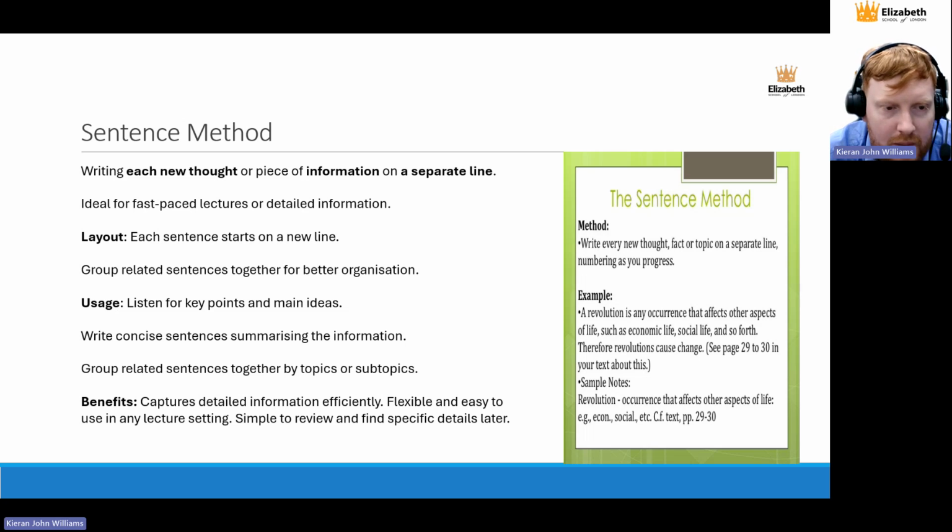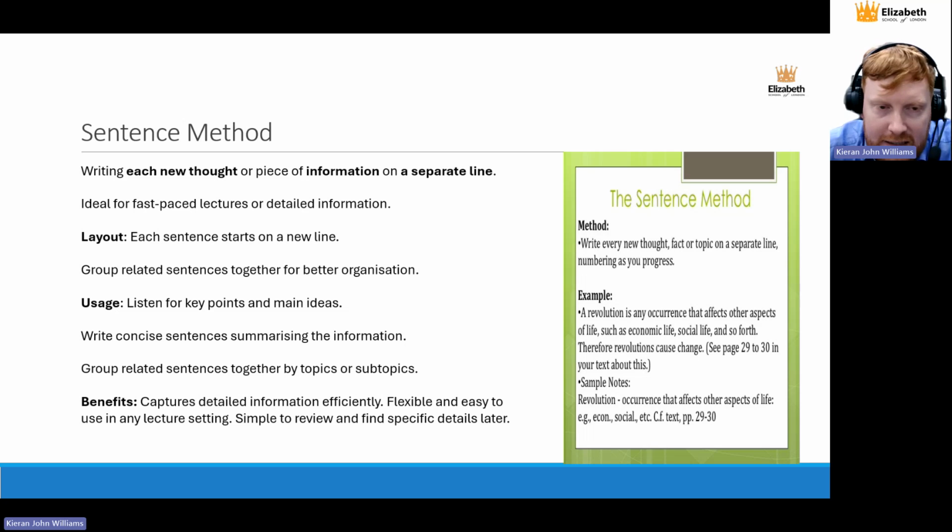Okay, so next is the idea of the sentence method. Okay, so take a little bit of time here to read the information on the screen. Okay, so I think this is possibly the most common way that people do it. And in theory, it is a very good way to do it.